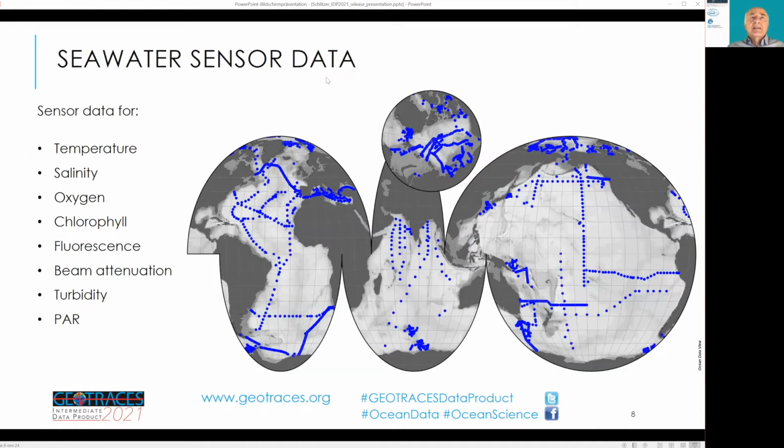The seawater sensor data set covers all ocean basins, as you can see here. It has very good coverage in the Arctic, in the Atlantic, but also the Mediterranean, Black Sea, Indian Ocean, and the Pacific. It provides high resolution data in the vertical for these parameters: temperature, salinity, oxygen, chlorophyll, fluorescence, beam attenuation, turbidity, and PAR. The sensor data are included in the IDP because we think they help the interpretation of the actual TI data.